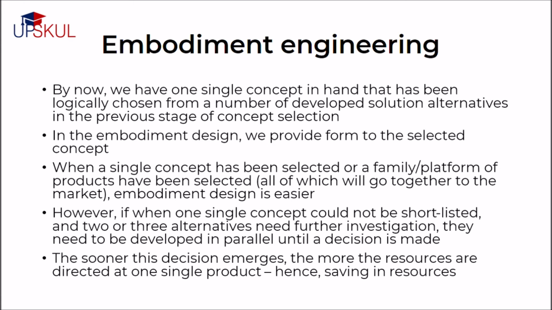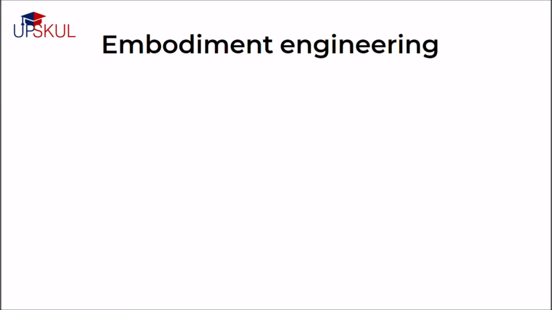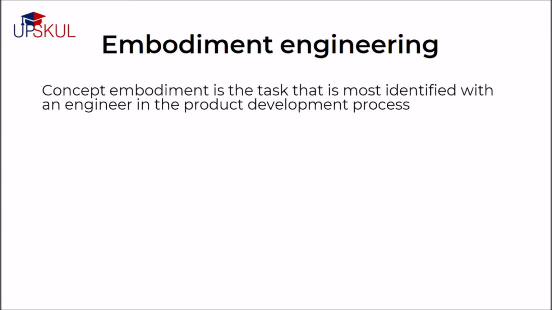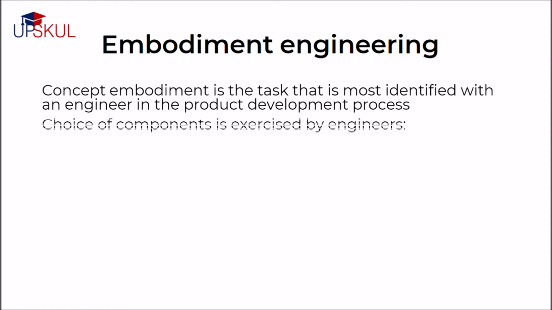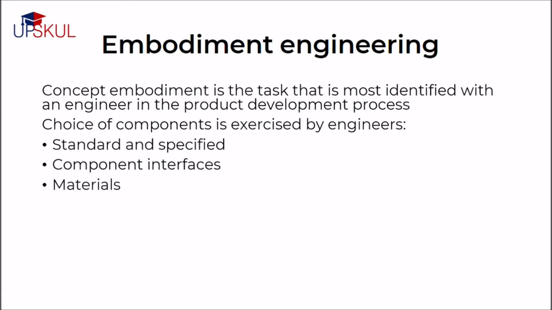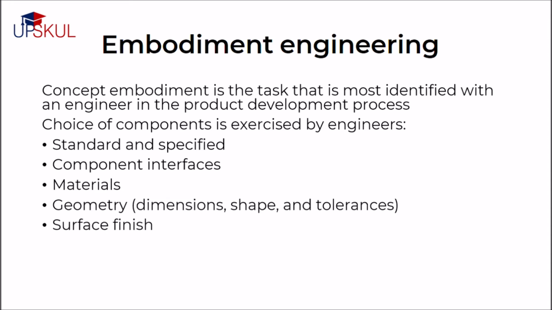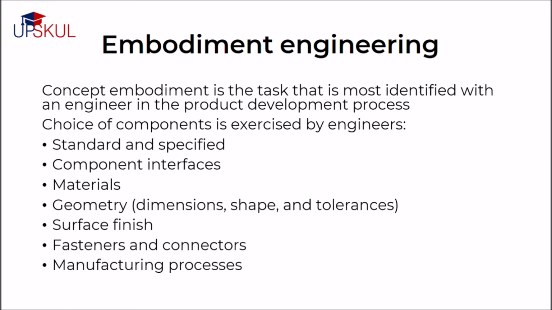The sooner this decision emerges, the more the resources are directed at one single product, hence saving a lot of resources. Concept embodiment is the task that is most identified with an engineer in the product development process. Engineers must clearly understand the function of the product and its interfaces with the environment. Engineers are supposed to choose standards and specifications, component interfaces, materials, geometry, surface finish, fasteners and connectors, manufacturing processes, and assembly processes.